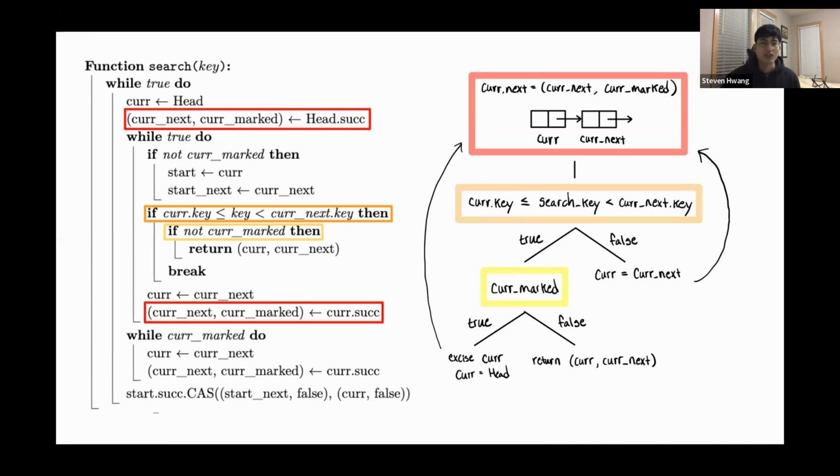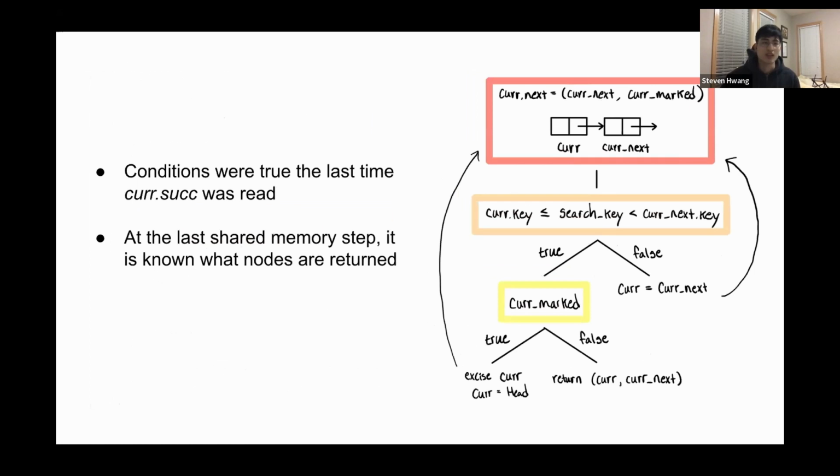the traversal. And we have to restart the traversal because we may be traversing a set of nodes that have already been excised from the linked list. And from this flowchart diagram, it's clear that the conditions were true the last time current.successor was read. This is when every variable that was used in this exit condition was known.